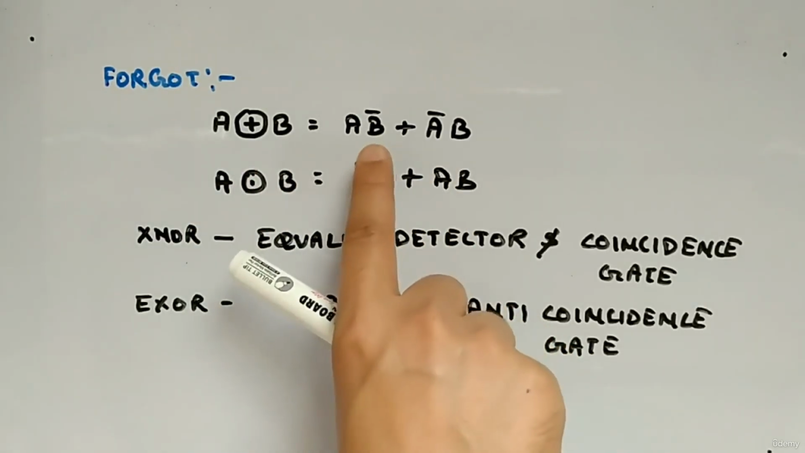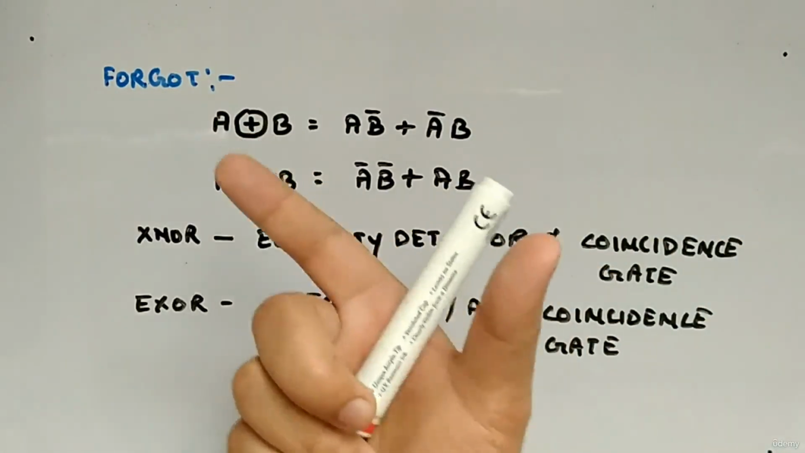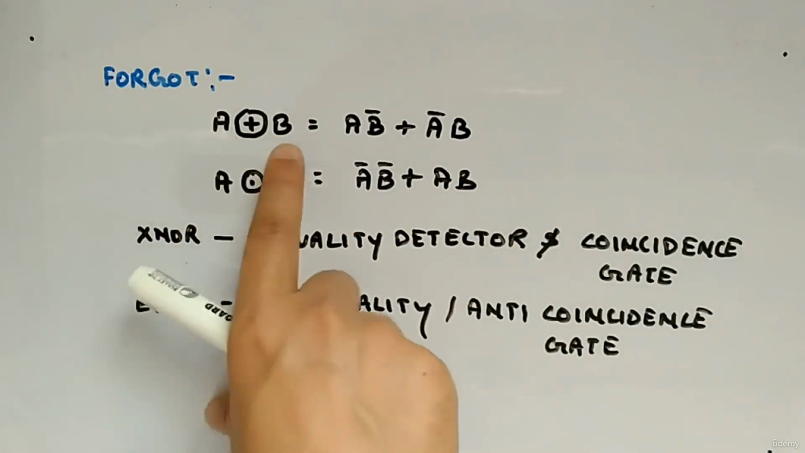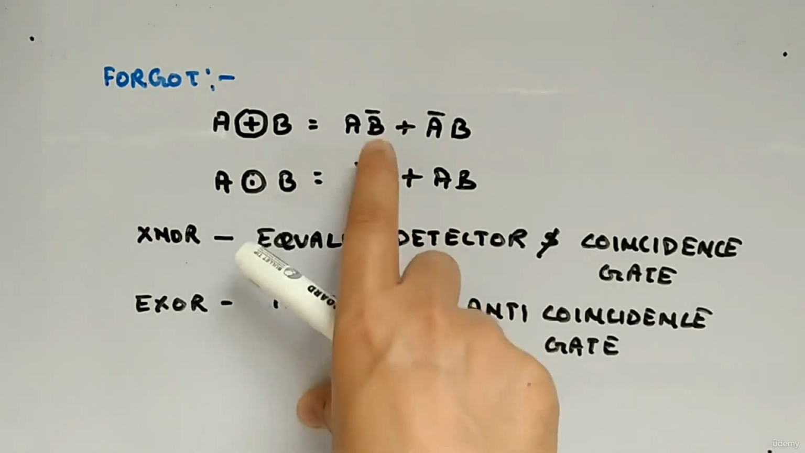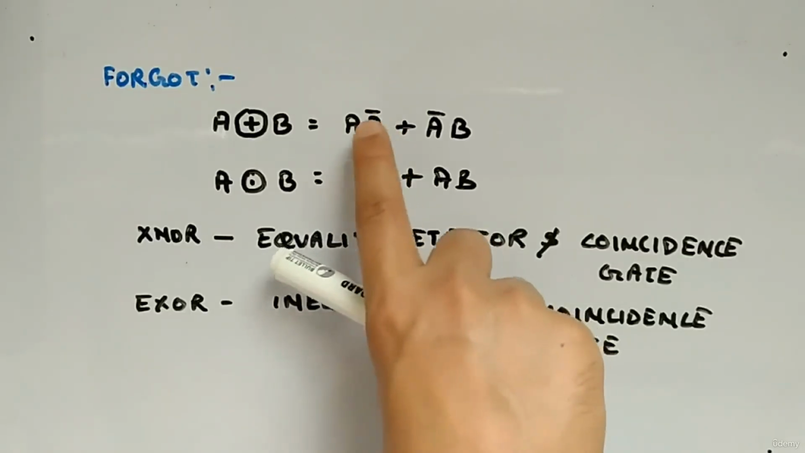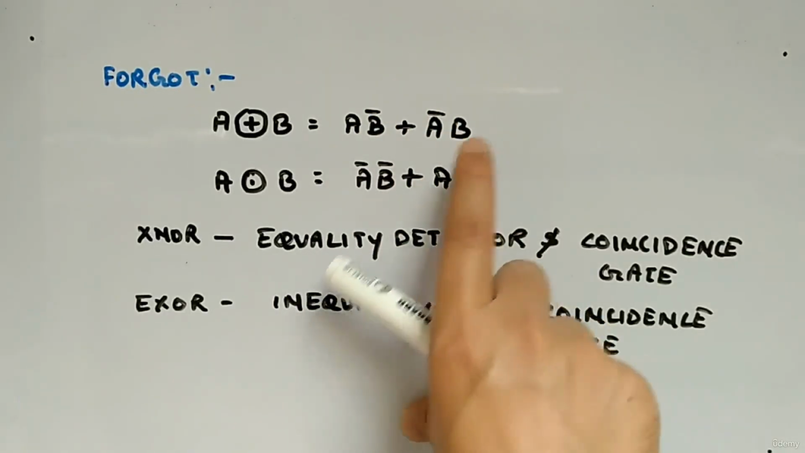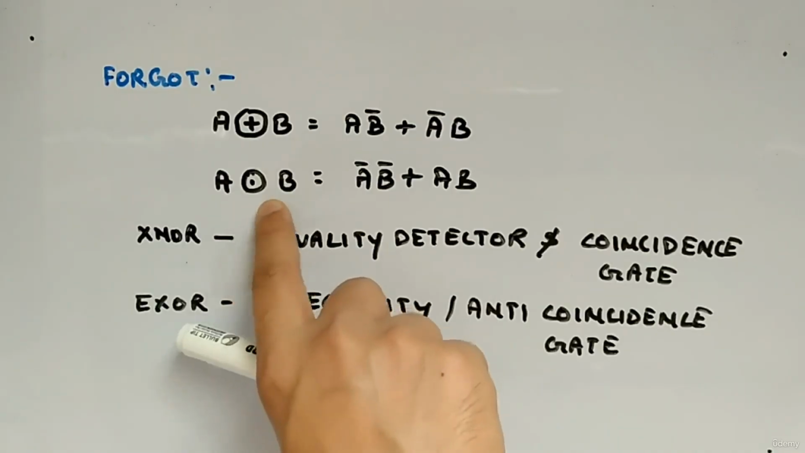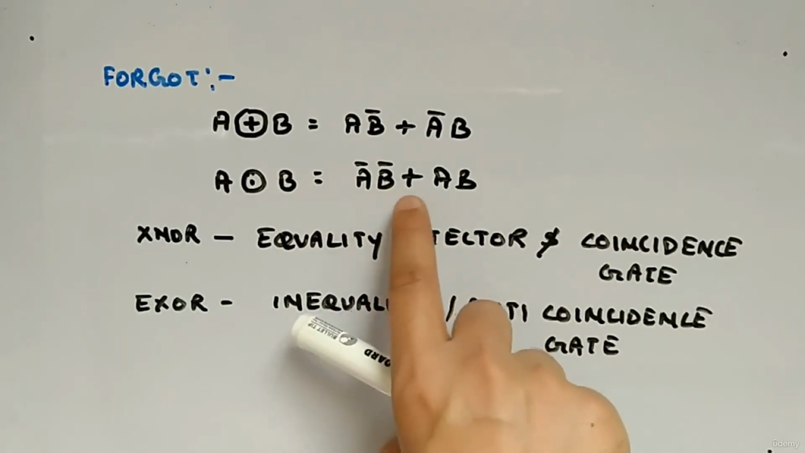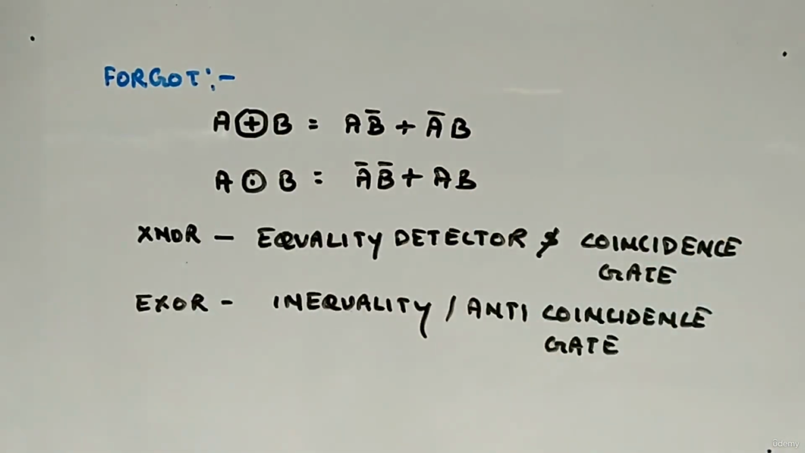This is how in a Boolean expression you can write it. You can open it. A XOR B will be A B bar, where B bar is the complemented form of B. This is how we denote complement. Then plus A bar B. Similarly, A XNOR B will be equal to A bar B bar plus AB. This is how you open both the quantities.